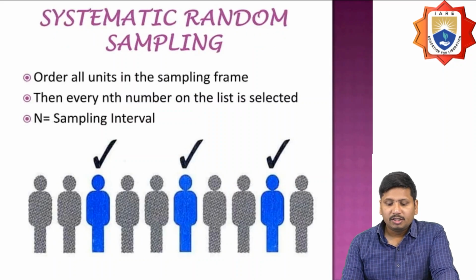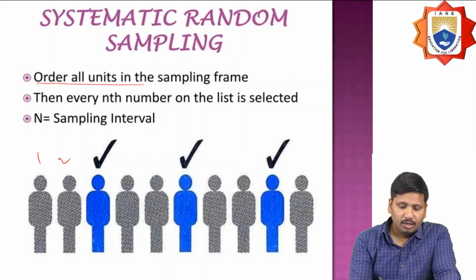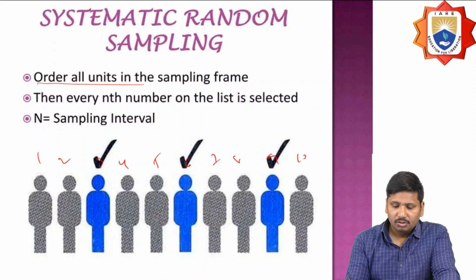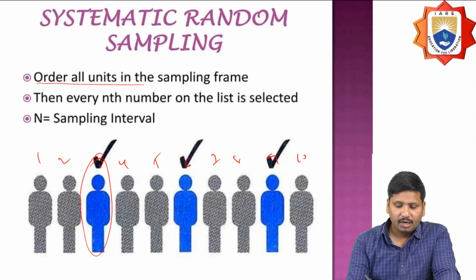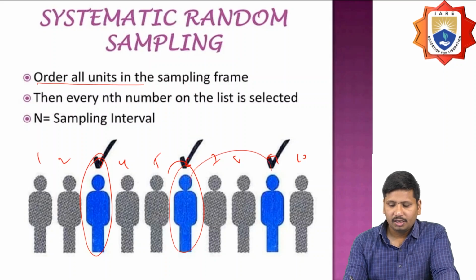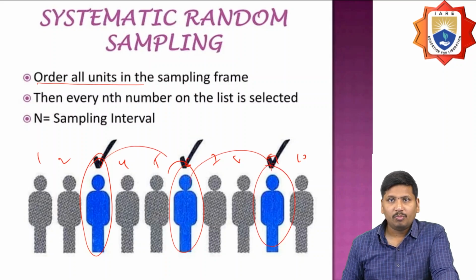And the next one is the systematic random sample. Here, all the units in the sampling frame are ordered, and every nth number on the list is selected. So in a list of n numbers, I select, for example, every third sample, and from that again the next third sample, and again the next third. The systematic way of selecting the sample from the population is called systematic random sampling.